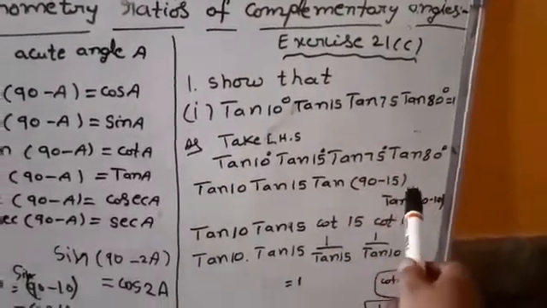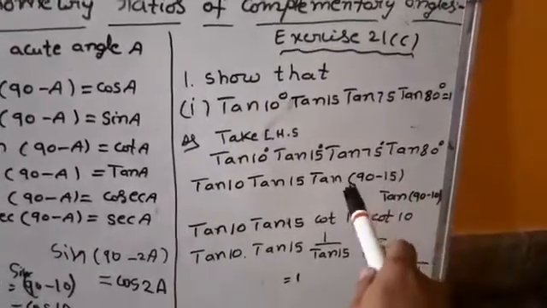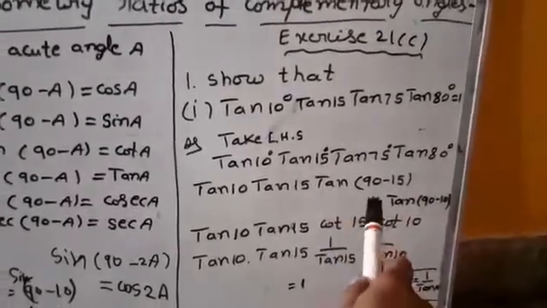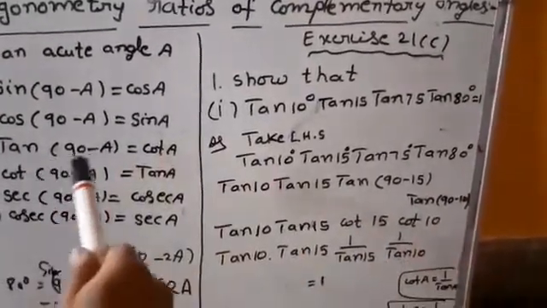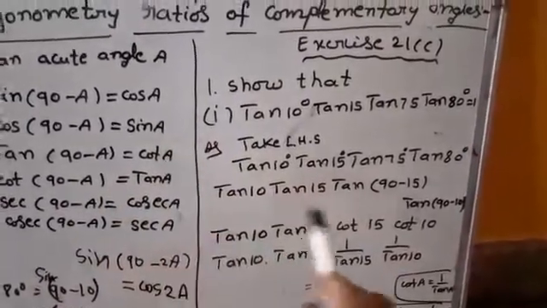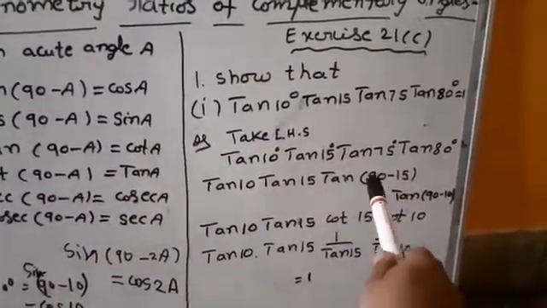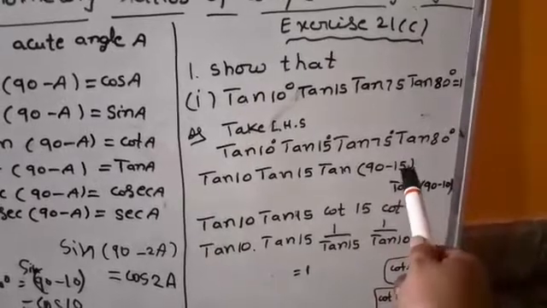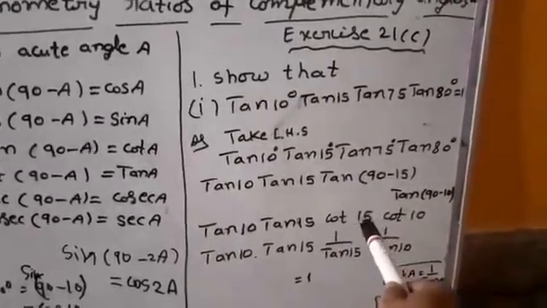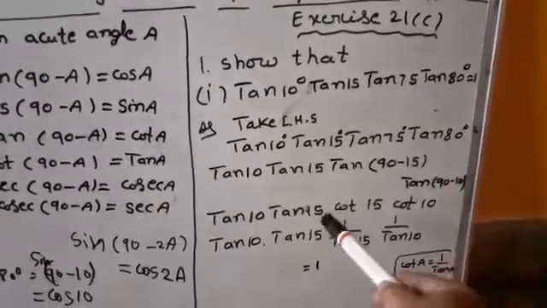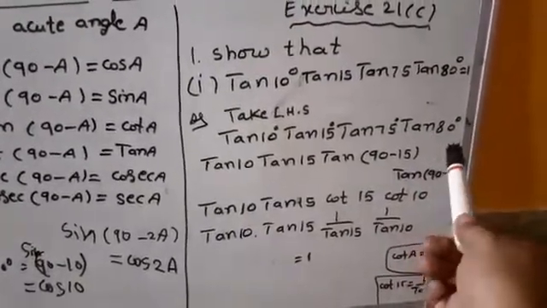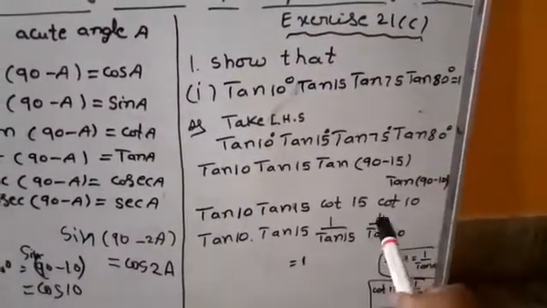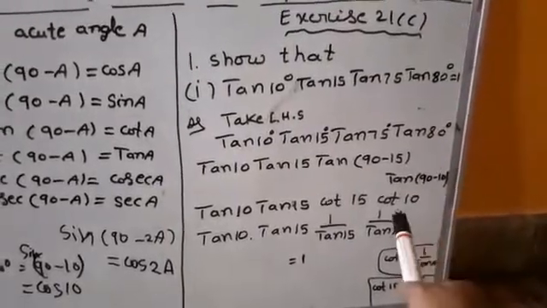We can write 75 as 90 minus 15. So 90 degrees came here, tan of 90 minus 15. Tan of 90 minus A, tan will become cot A. In the same way, here tan of 90 degrees is there, so tan will become cot. Angle 15 degrees is there, so cot 15 came. Tan of 90 minus 15 value is cot 15. Next, 80 we can write as 90 minus 10. So tan of 90 minus 10, tan will become cot. That's why tan of 90 minus 10 value is cot 10.